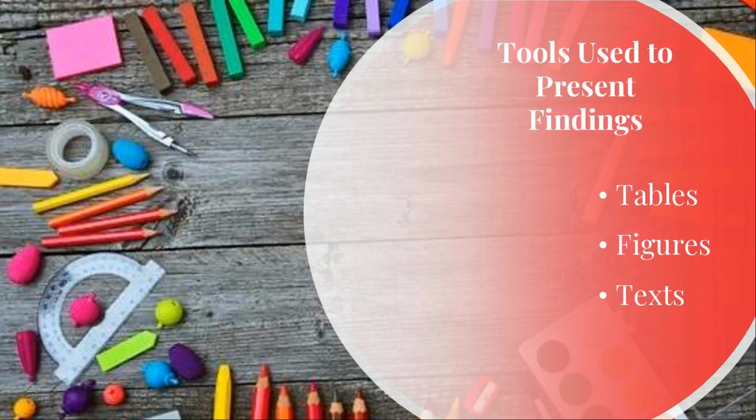To present findings, 3 tools are the most commonly used: tables, figures, and text. Tables and figures are intended to present a large amount of information efficiently and in a more comprehensible way. Their main purpose is to facilitate readers' understanding of the work. They are not decorative elements in a dissertation, and therefore, each one of them must serve a purpose. Let's have a look at them.